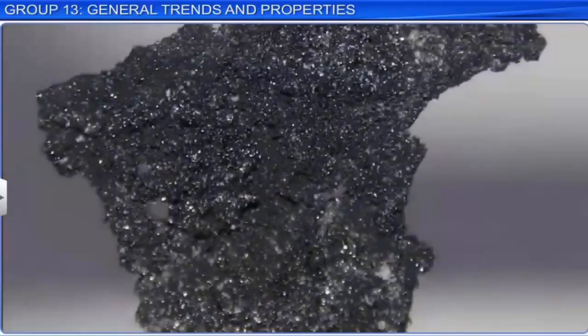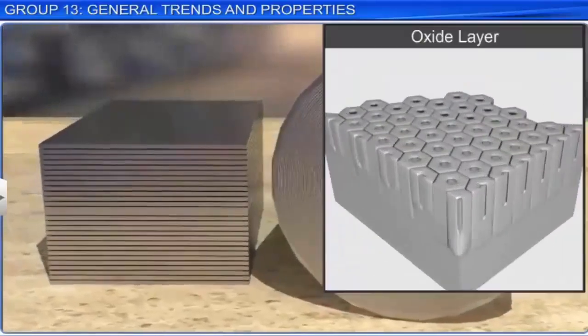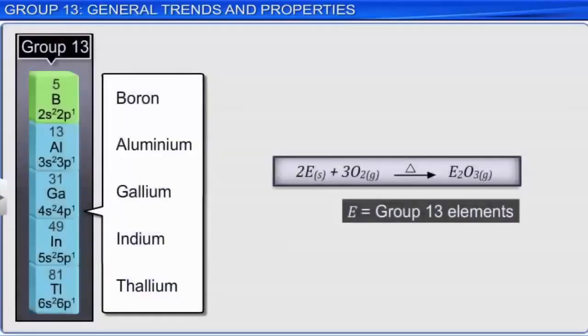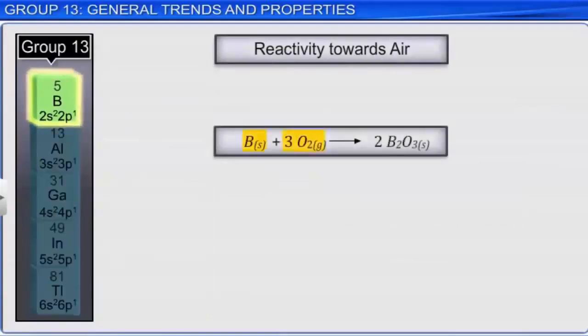Crystalline boron is unreactive towards air. Aluminium forms a thin oxide layer on its surface, so no further reaction with air will be observed, although aluminium is a fairly reactive metal. The group 13 elements form oxides when heated in air. For example, the reaction of amorphous boron and oxygen is shown here.